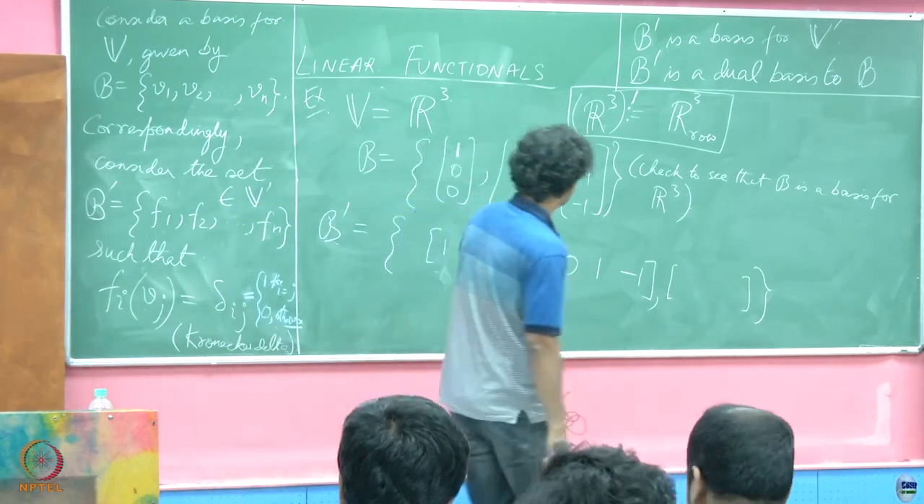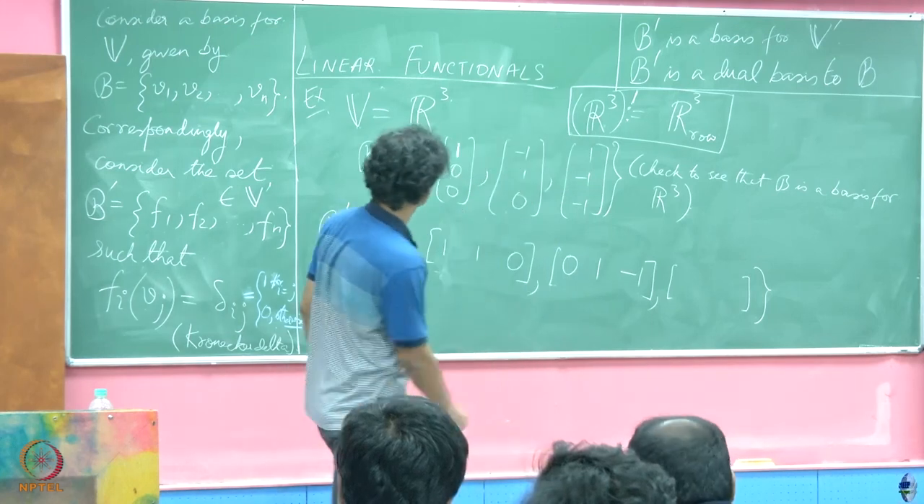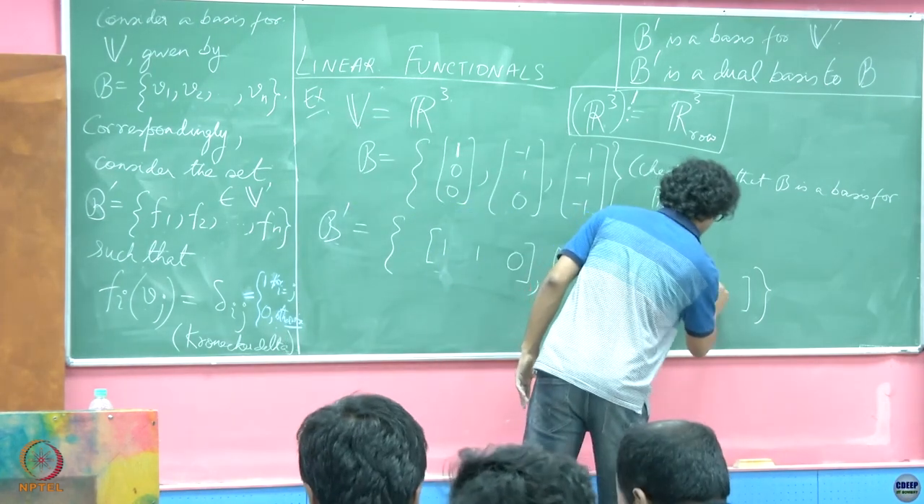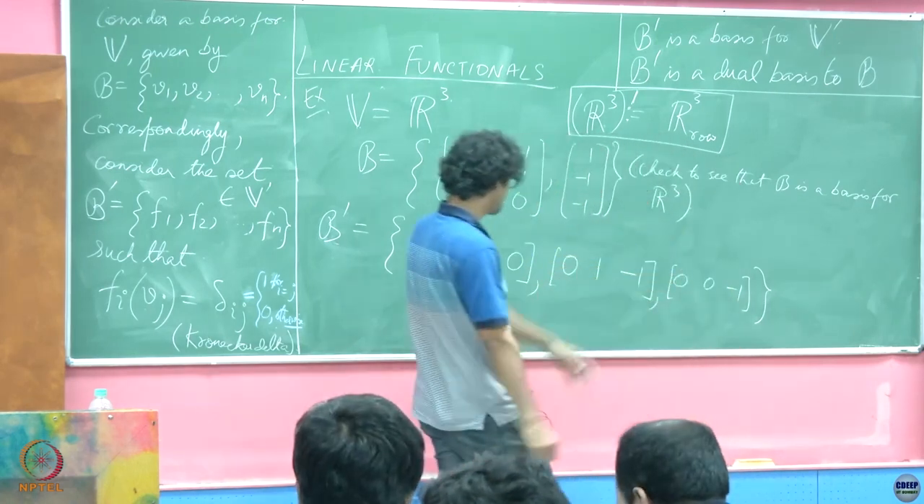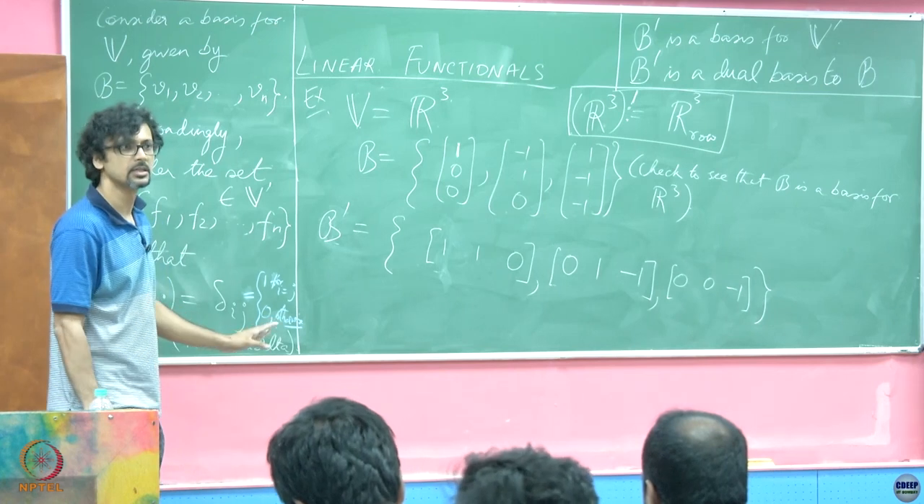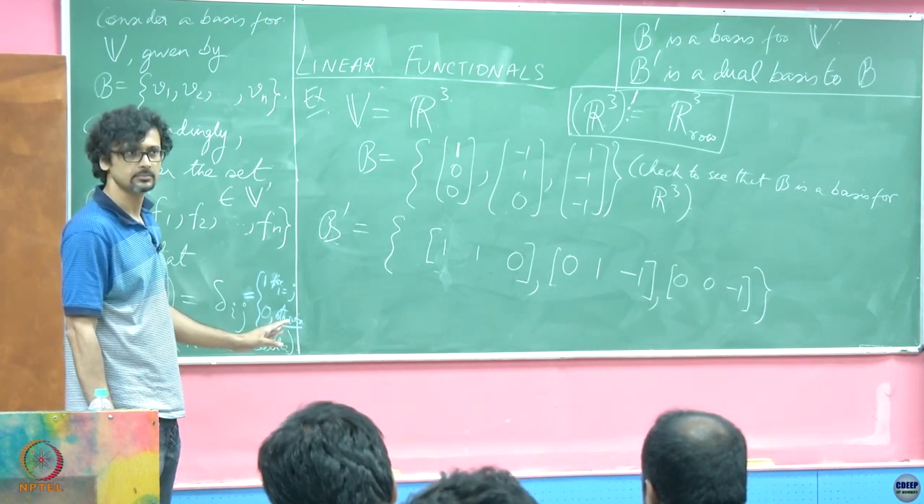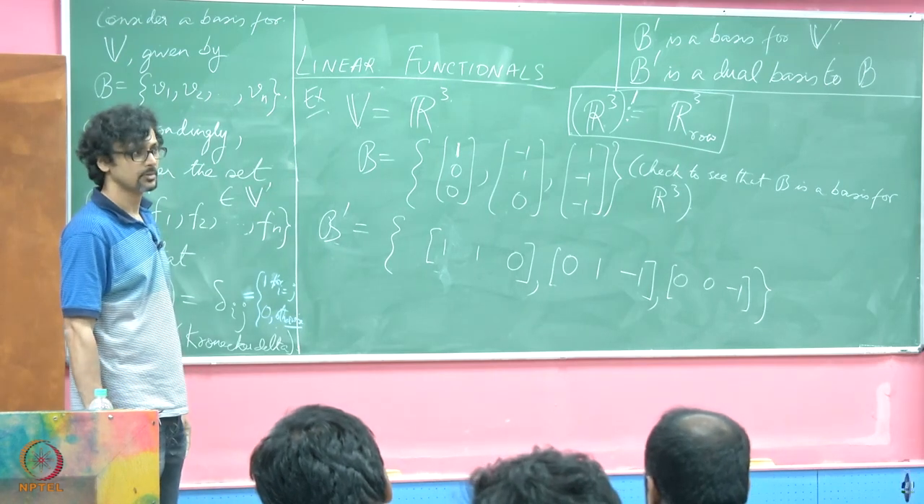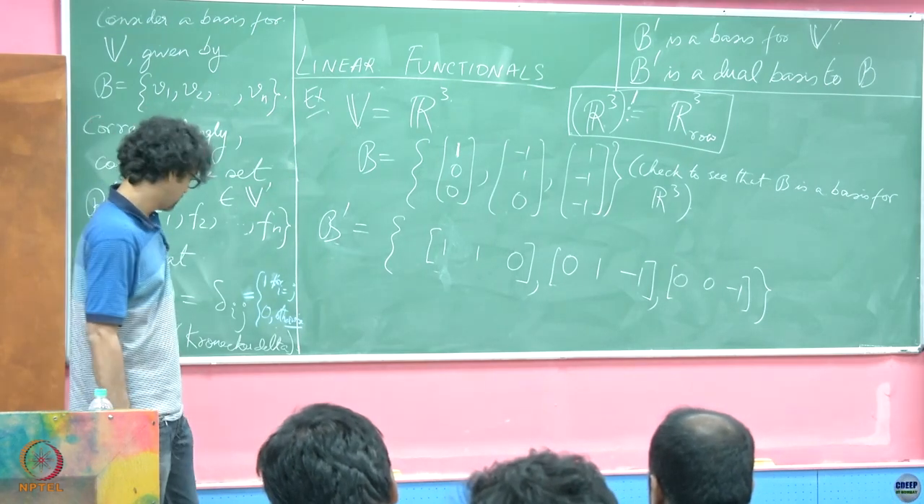So what is this? Just to complete the story. 0, 0, minus 1, yeah. So this is indeed the dual basis to this, what we've just learned. Any questions on this so far? This is just the example, right? Okay.